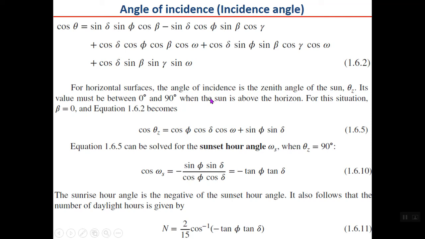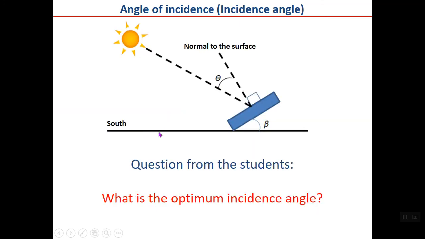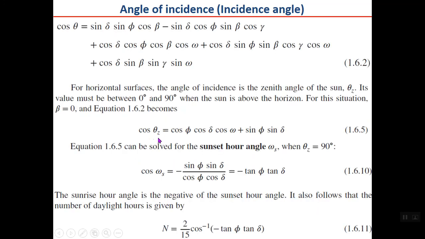For a horizontal surface, as I told you before, you can see this, and by this equation you can also calculate the sunset or sunrise hour angle, because at sunset and sunrise, you may remember that theta z will be 90. It may be interesting for you that exactly at sunrise or sunset, the sun elevation angle is 0, or alpha s is 0. As theta z is complement to alpha s, when alpha s is 0, theta z will be 90, and then you can put 90 here instead of theta z.